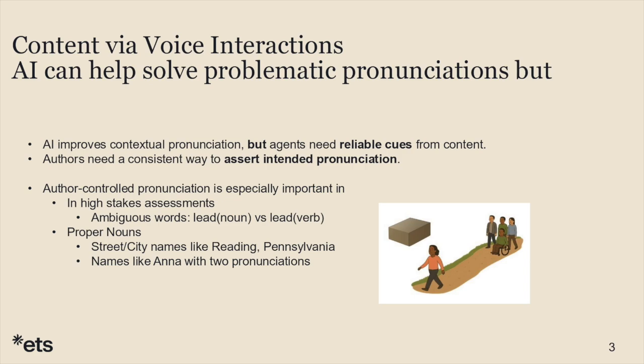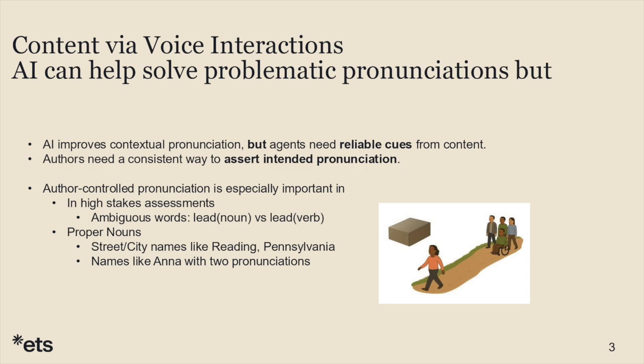Also, many of you may have been using your GPS units and encountered street names such as Reading versus Reading when trying to navigate to a city in Pennsylvania. Others use augmentative communication devices to speak. And for those individuals, when they want to try and pronounce somebody's name, like Anna versus Anna, they want to be able to get it right and tell their device exactly how to pronounce somebody's name.